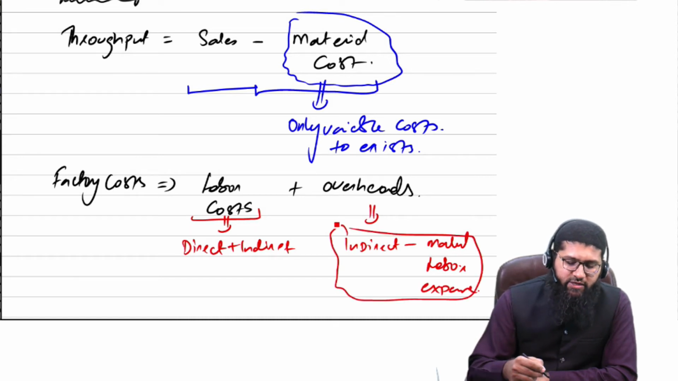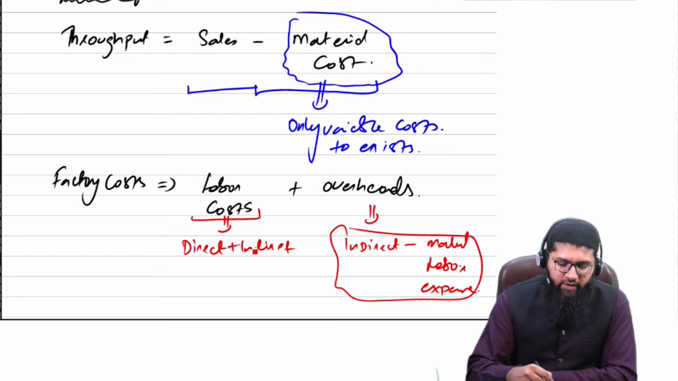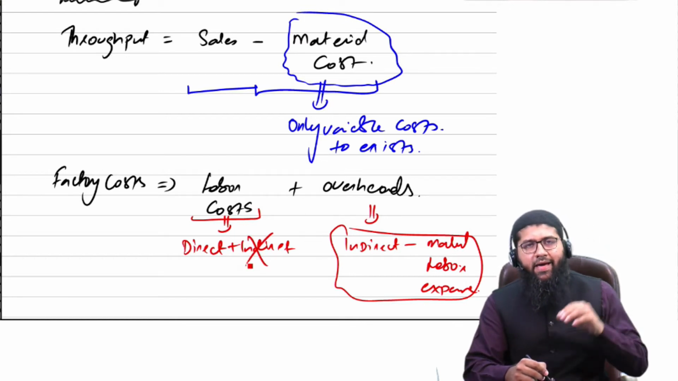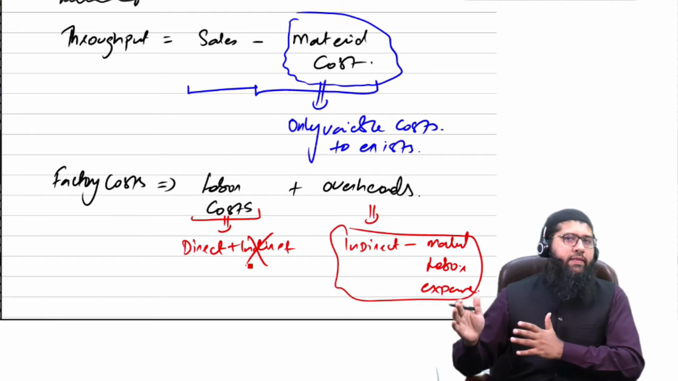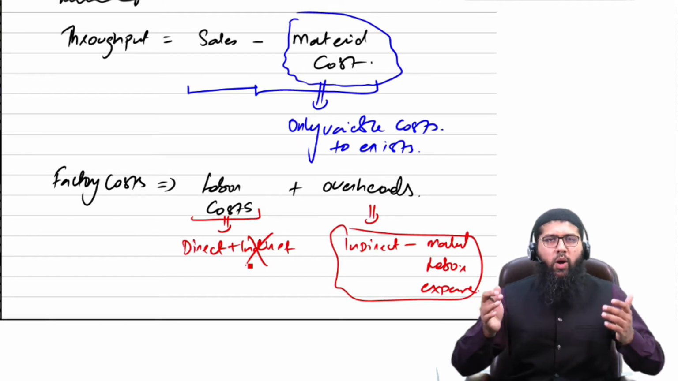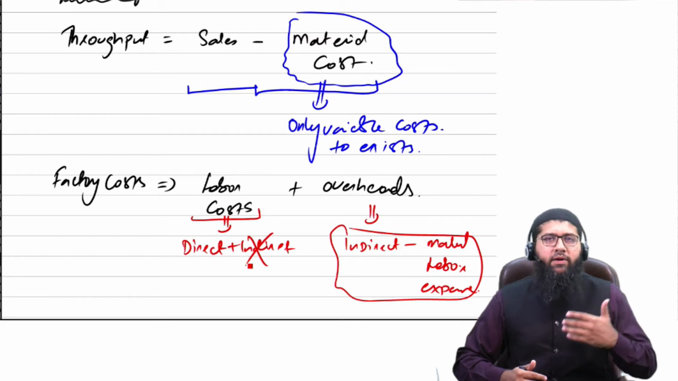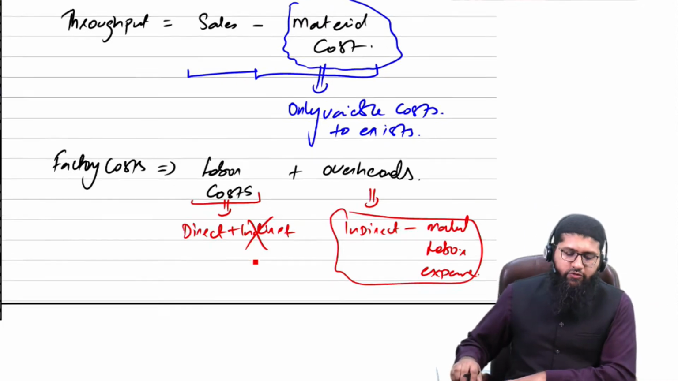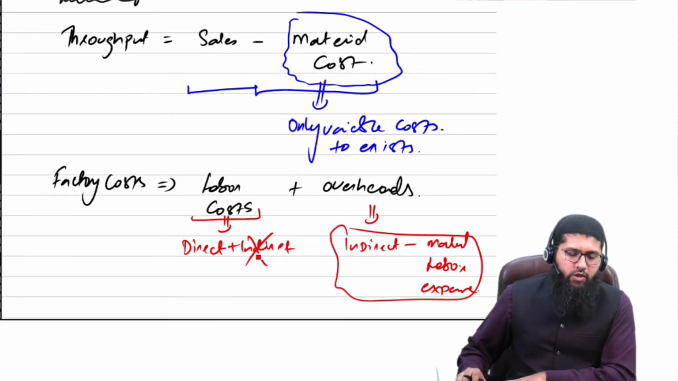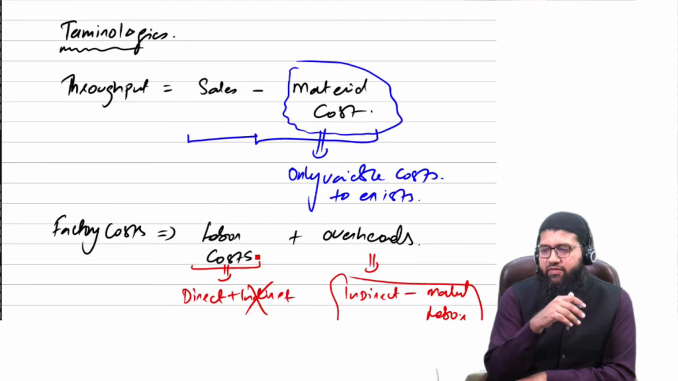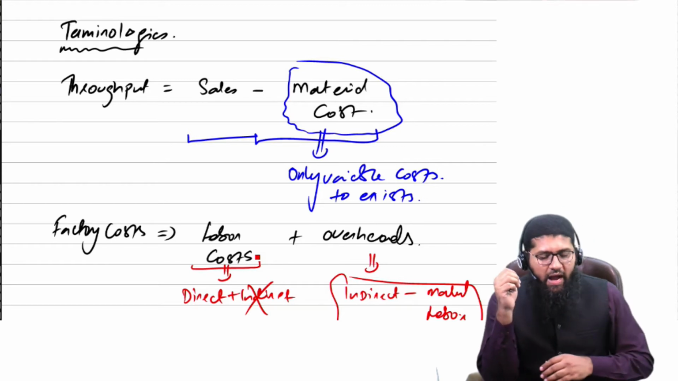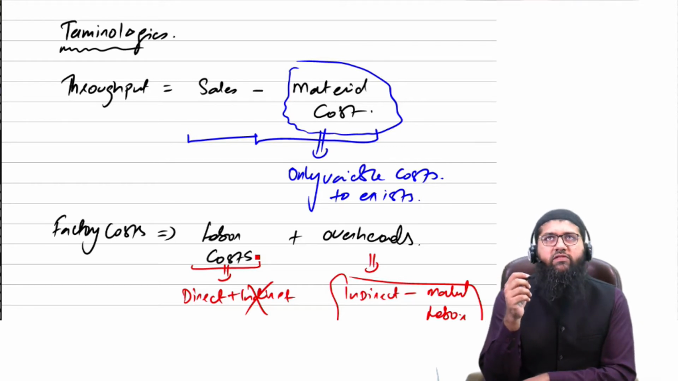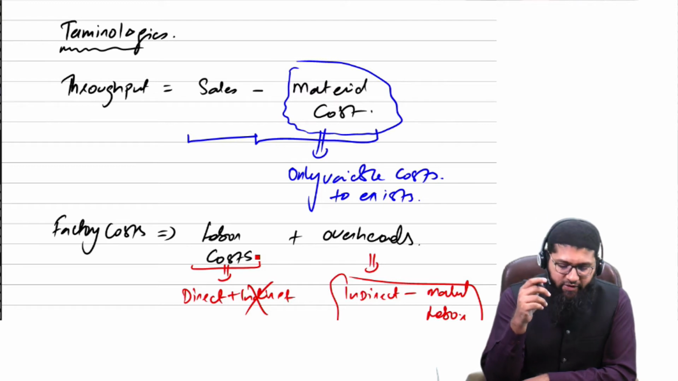So obviously when you are adding up the labor cost here, you would be adding up the direct labor cost, because the indirect labor cost would have already been included in the overhead cost. Just to avoid duplication, you would add up the direct labor cost only. So that is called the factory cost. Amongst the two terminologies we have discussed, one is the throughput itself, which is sales minus variable cost, and the second is the concept of factory cost.